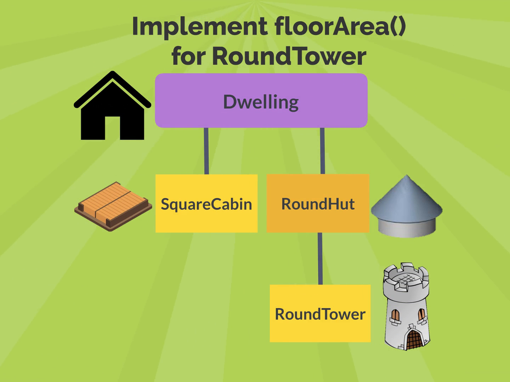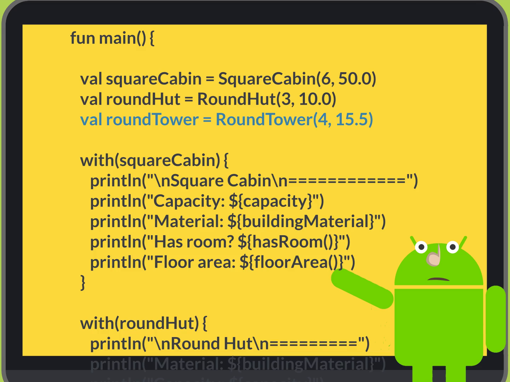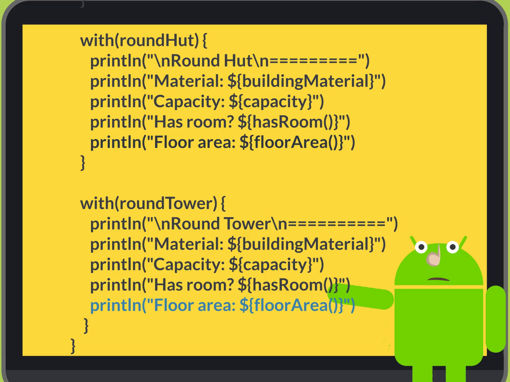Implement floor area for round tower. 1. Change the round tower constructor to accept radius as well. It is recommended to list variables with default values at the end. Remember to pass the radius to the parent class constructor. 2. Update the code that initializes round tower in main. 3. Add an output statement that calls floor area.